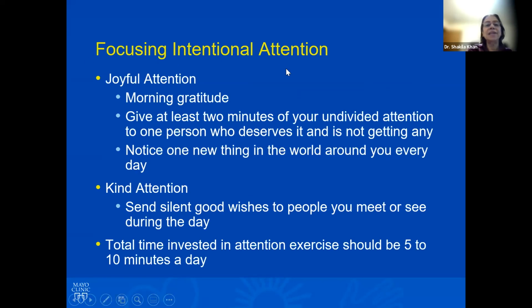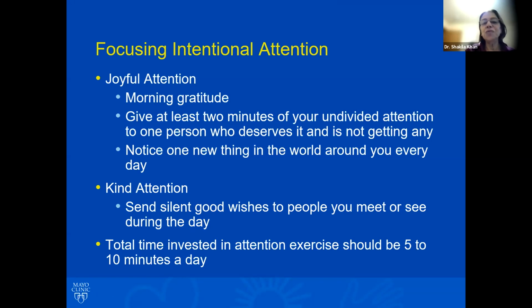So focusing intentional attention is what he talks about. Joyful attention. So, morning gratitude. I actually thought this was so good. We believe in religion, and this is more spirituality. But if we got up in the morning and thanked Allah for what we have and started the day in a positive way, it does make a difference. And this is one simple practice I do every day, that you thank God for your blessings and look at the positive things in your life and not the negative.